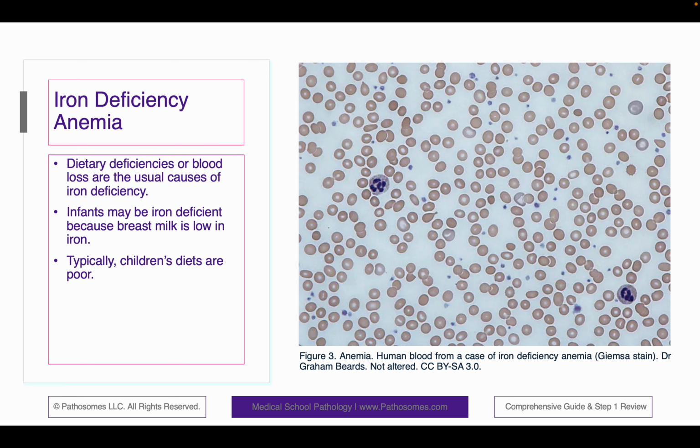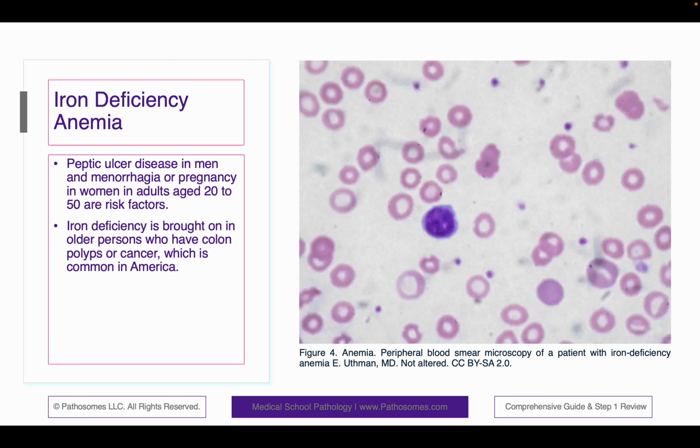Now, dietary deficiencies or blood loss are the usual causes of iron deficiency. Infants may be iron deficient because breast milk is low in iron. Typically, children's diets are iron poor. Peptic ulcer disease in men and menorrhagia and pregnancy in women aged 20 to 50 are risk factors. Iron deficiency in older persons is brought on by colon polyps or cancer, which is common in America.